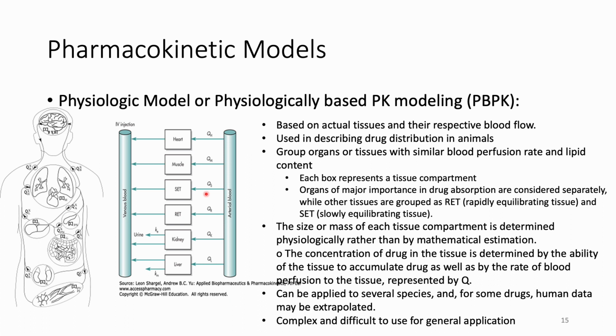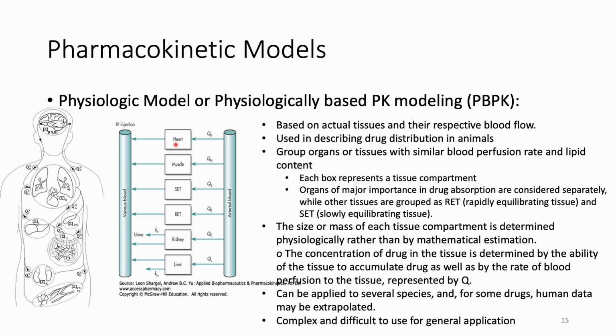Now we go into detail about PK models. The first one is the physiologic model, or physiologically based PK modeling, PBPK. This model is based on the actual tissues and their respective blood flow. The organs or tissues with similar blood perfusion rate and lipid content will be grouped together. For example, there's a group of heart, muscle, slowly equilibrating tissue, and rapidly equilibrating tissue, kidney, liver. With different groups like that, each box will represent a tissue compartment.